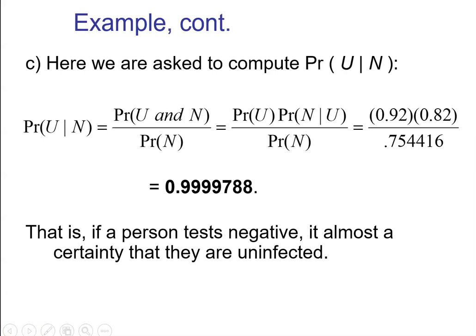C, now in this one, this was if a person tests negative, what is the probability they are not infected? Okay, so again, if a person tests negative, what is the probability they are not infected? So in the denominator, the probability that the person tests negative is 0.754416, and then the numerator, probability of U times the probability of N given U is 0.92 times 0.82. So if a person tests negative, it's almost a certainty that they are uninfected.